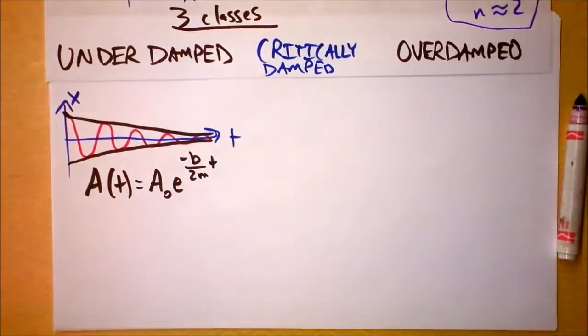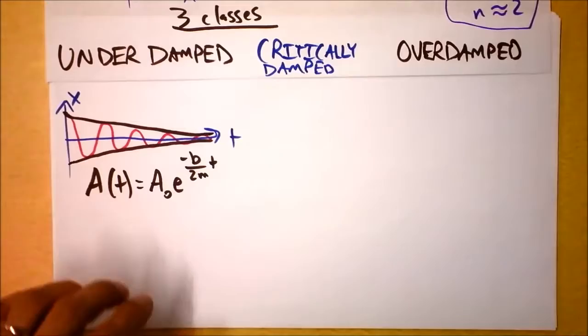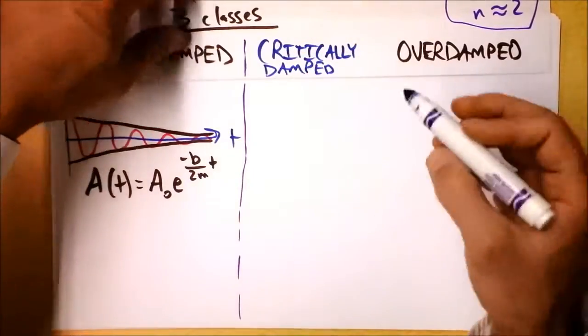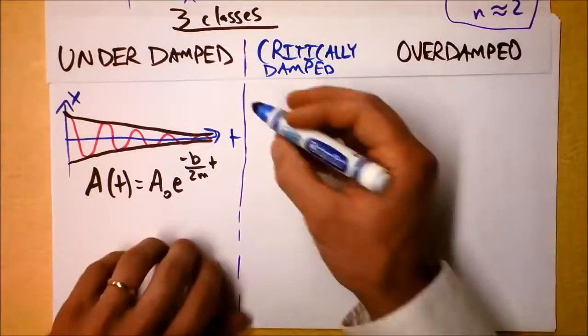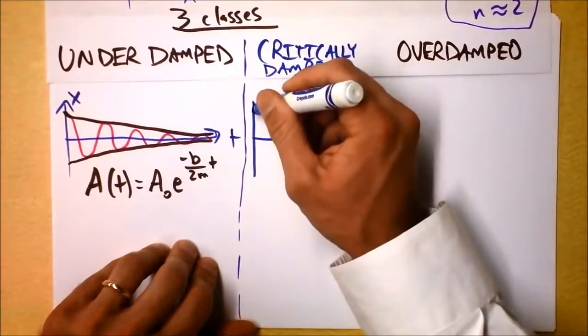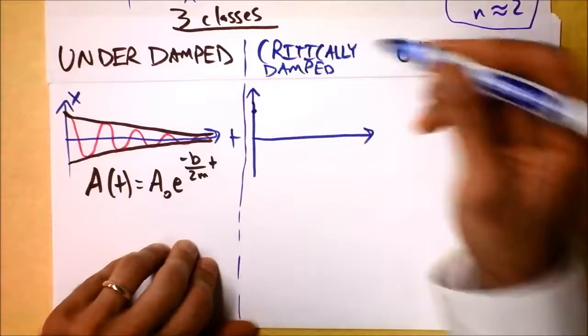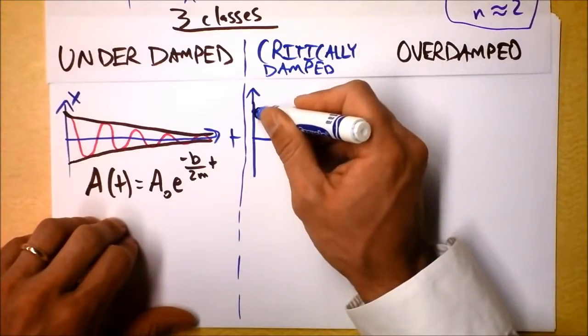Okay. So maybe it's a good time to talk about critically damped. Let's see if I can make some boundaries between these for you. Critically damped systems get smaller much, much faster than that. To use the same scale, I'm going to have it go like this.